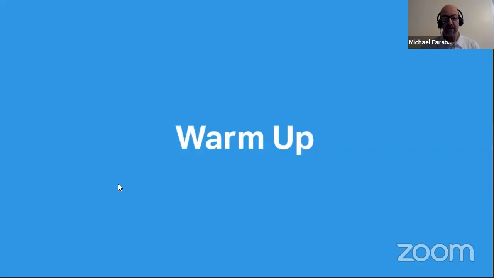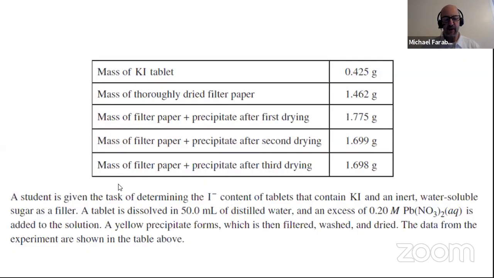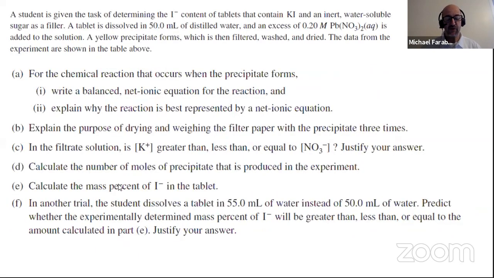Let's begin with the problem that I had set for homework from yesterday's lesson. And it involved a laboratory experiment in which a tablet containing potassium iodide, KI, was analyzed to determine the iodide content. And so the tablet was dissolved in distilled water, and an excess of 0.2 molar lead nitrate was added. A yellow precipitate forms, which was then filtered, washed, and dried. So we have this data. And then we have parts A through F. So we'll go ahead and start with part A.